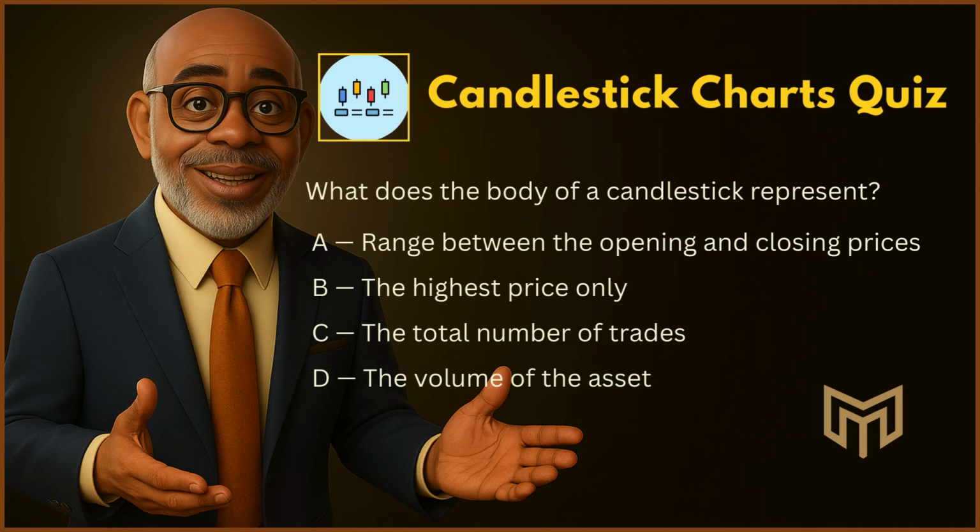Is it A, the range between the opening and closing prices? B, the highest price only? C, the total number of trades? Or D, the volume of the asset? You have 10 seconds to record your answer. If you ever need more time, just pause the video.